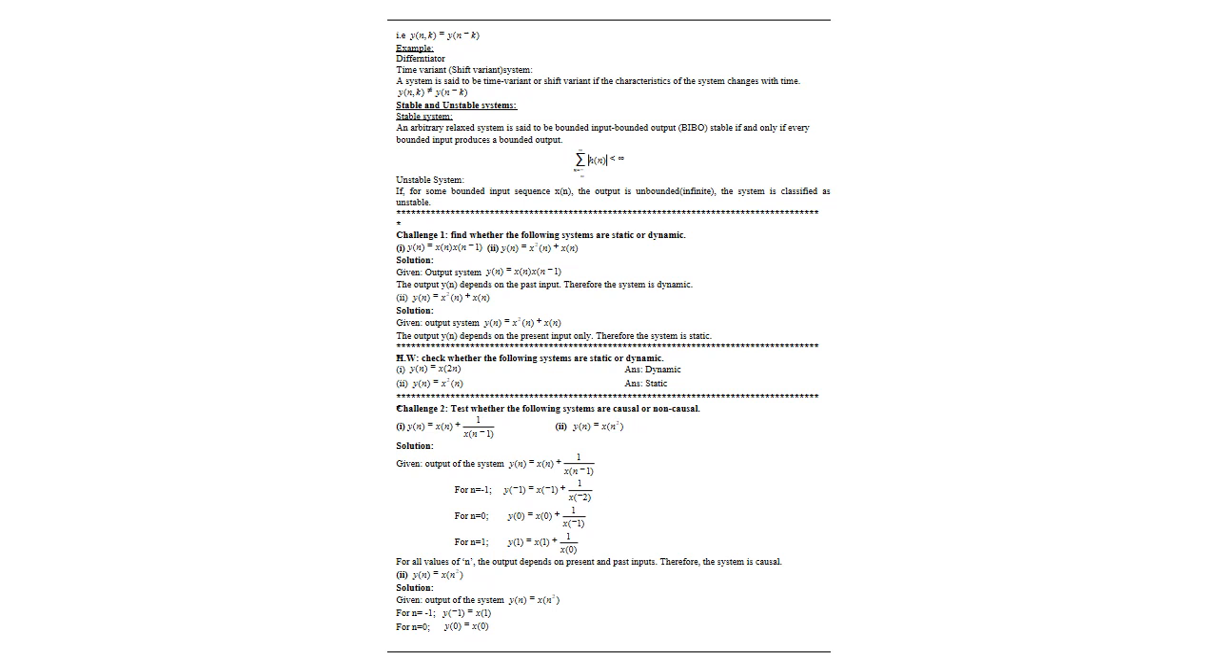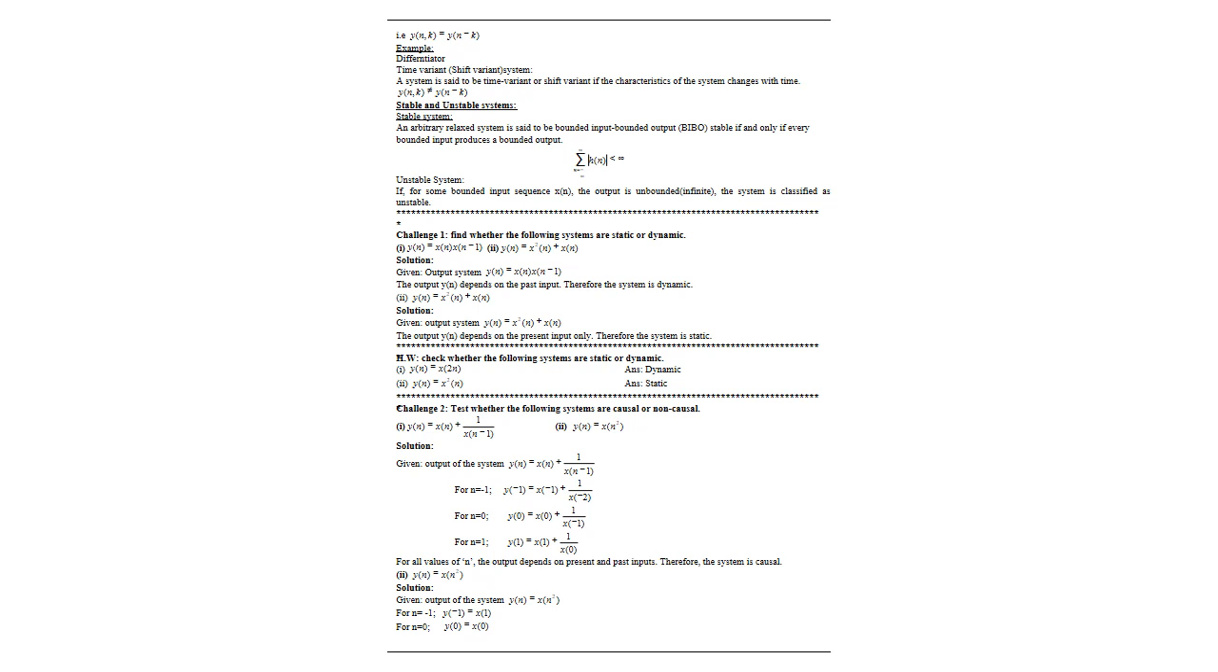Next question: test whether the following systems are causal or non-causal. So there is y of n equal to x of n plus 1 by x of n minus 1. Here, first we have to put n equal to minus 1. When you substitute it, y of minus 1 is equal to x of minus 1 plus 1 by x of minus 2.